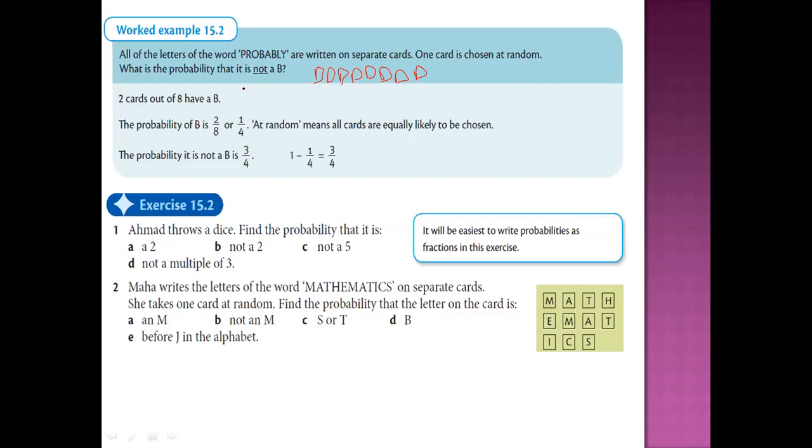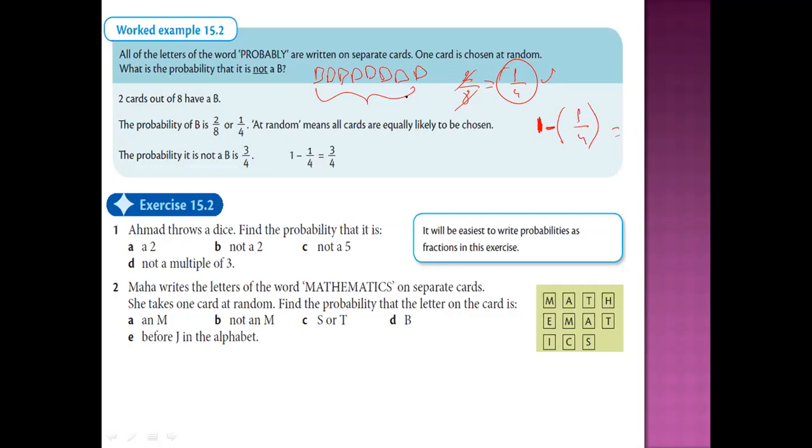What is the probability that it's not a B? So there we have how many B? 2 B's. That's why the probability of B is 2 over 8, because the total number of letters is 8. Simplified, 2 over 8 is 1 over 4. So what was the whole probability of the random? It was 1. If you remember, in the formula we have 1 minus 1 over 4.